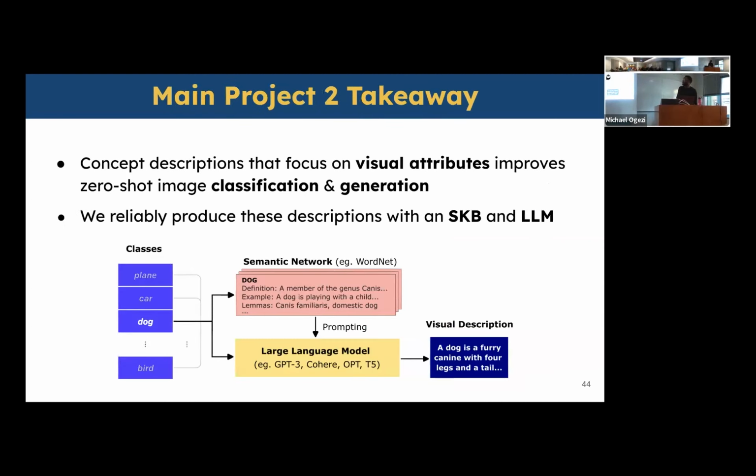So what's the main thing I want you to take away from this second project? Again, concept descriptions that focus on visual attributes improve zero-shot image classification and generation. But more importantly, you are able to reliably produce these descriptions just with a semantic knowledge base and a language model.